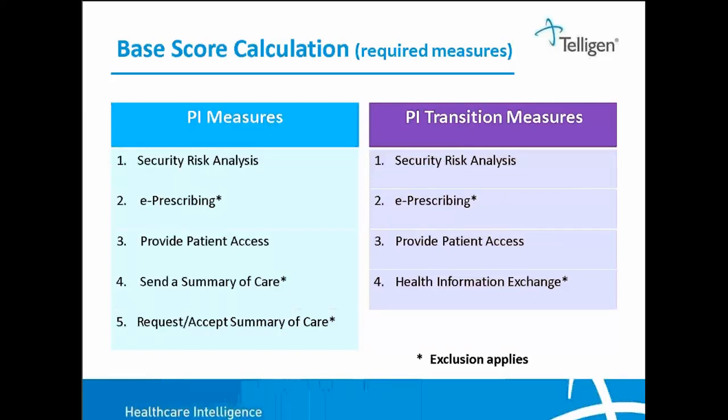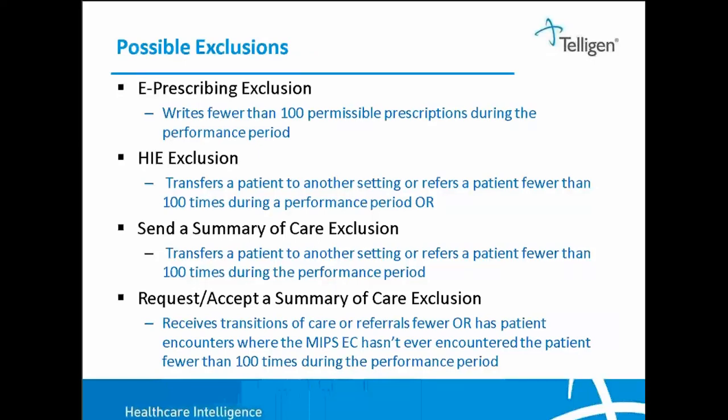The asterisk refers to the fact that there are several measures that have exclusions that you can use. We'll go to the next slide here and see these exclusions. So e-prescribing was in both measure option sets. Any MIPS eligible clinician who writes fewer than 100 permissible prescriptions during the performance period can exclude.